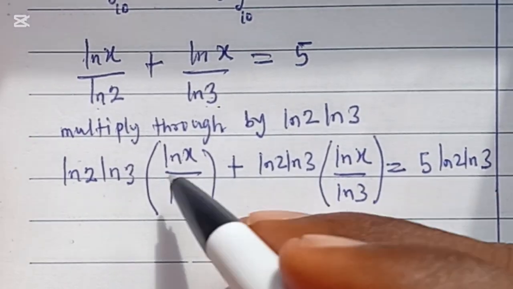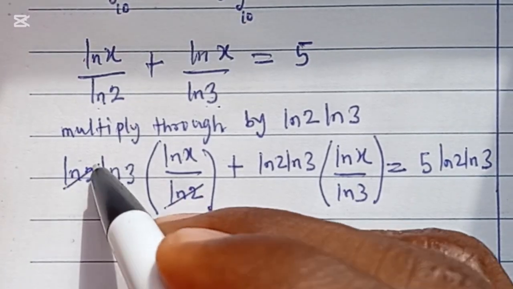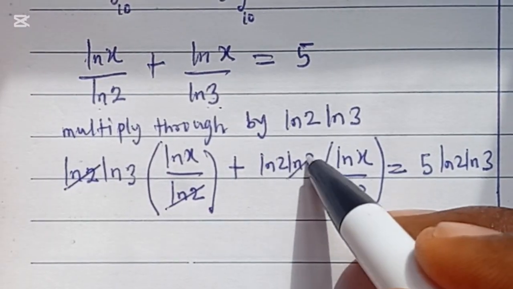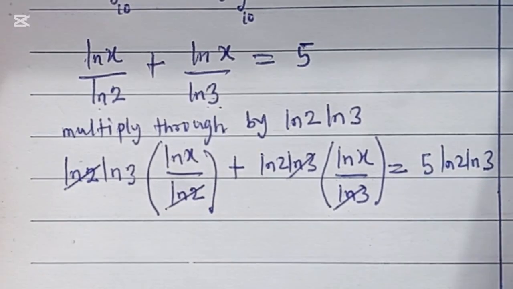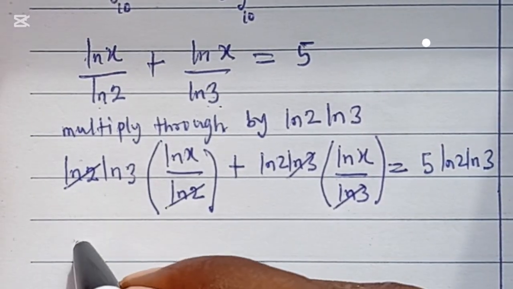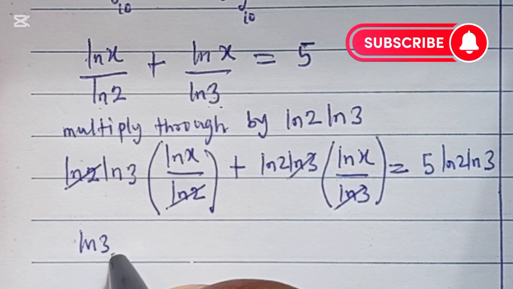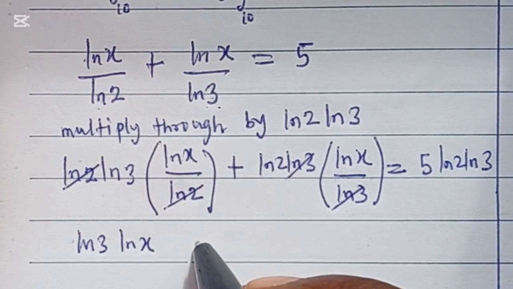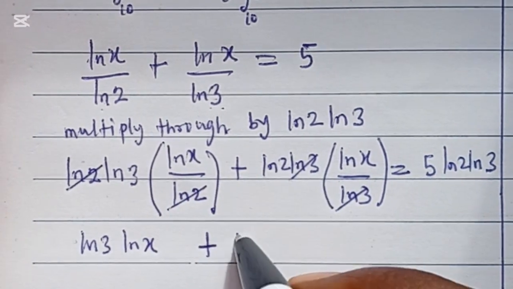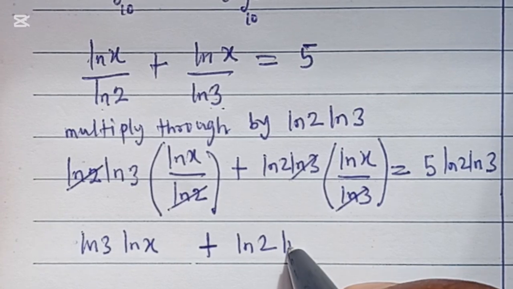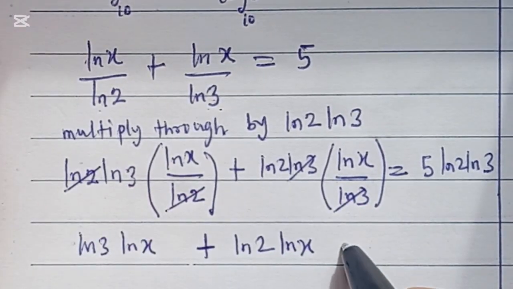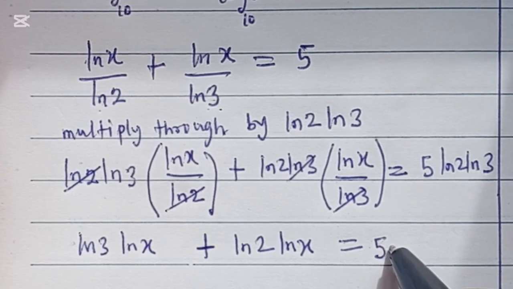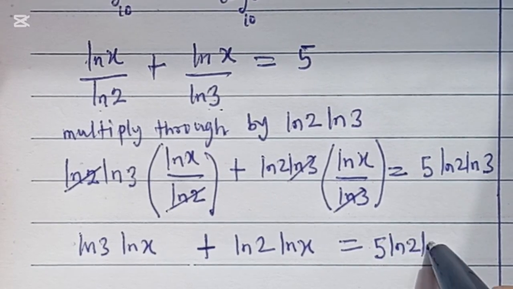Now we can break this down further by saying ln 2 cancels ln 2, then ln 3 cancels out ln 3. Okay, and then the fraction we are now left with is ln 3 and then ln x for the first term, plus ln 2 then ln x. Okay, this entire expression is now equal to, on the right hand side, 5 ln 2 ln 3.